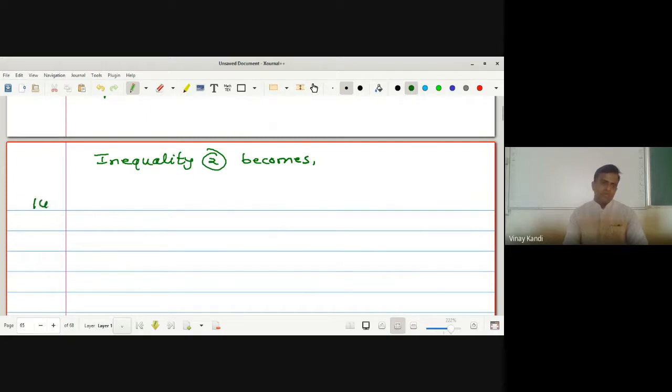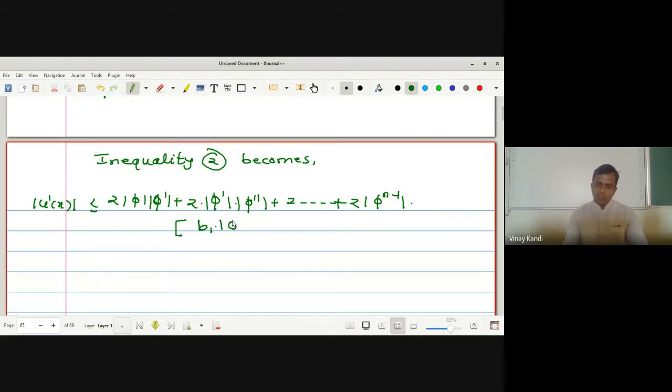Okay, mod of u dash of x is less than or equal to 2 times mod of phi into mod of phi dash plus 2 times mod of phi dash into mod of phi double dash plus up to so on plus 2 times mod of phi raised to n minus 1 into, ओके, आता नीट लक्ष द्या, इथे काय येणार, इंटू ब्रॅकेट, B1 into mod of phi raised to n minus 1 plus B2 into mod of phi raised to n minus 2 up to so on, this is Bn into mod of phi. Okay, any doubt? No, sir.